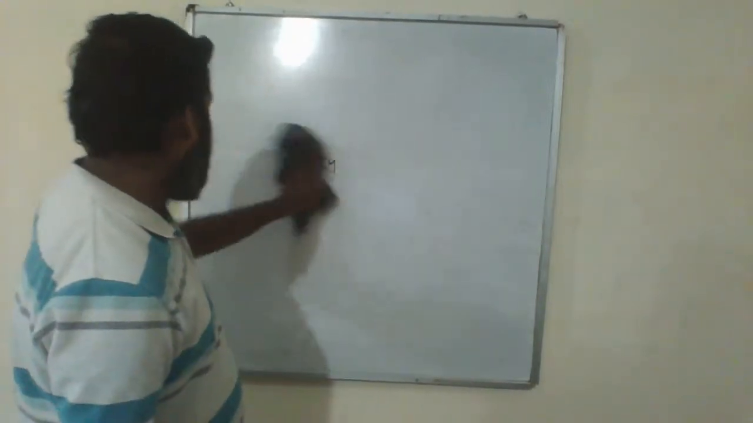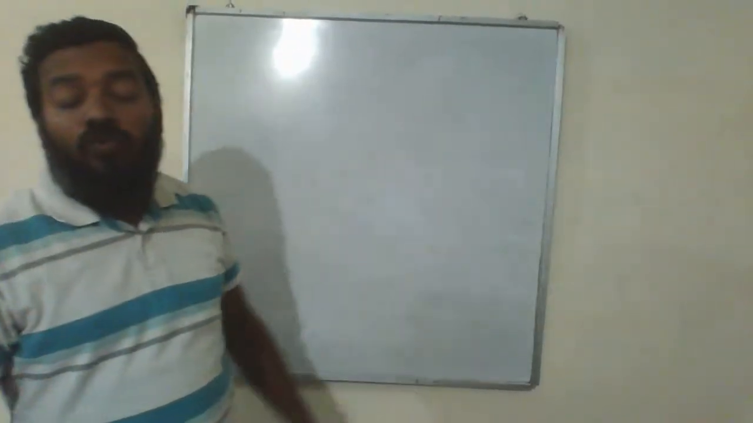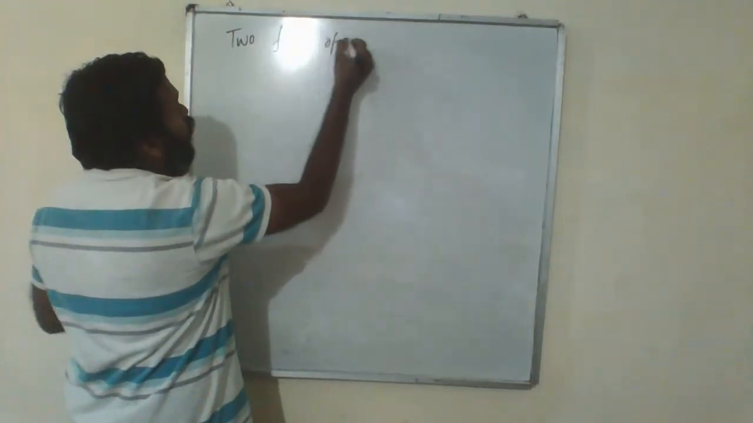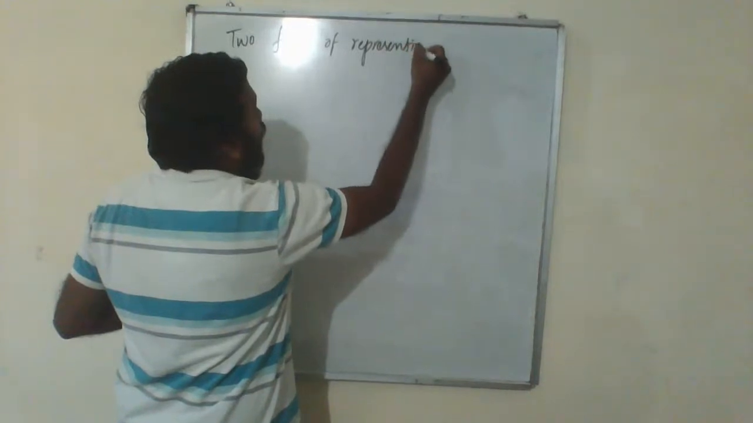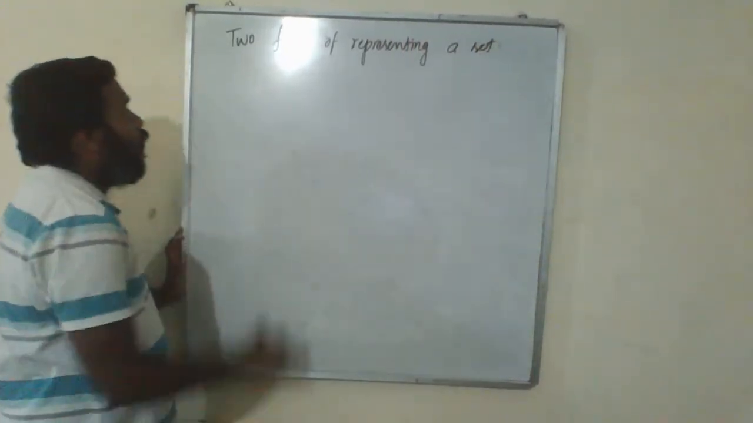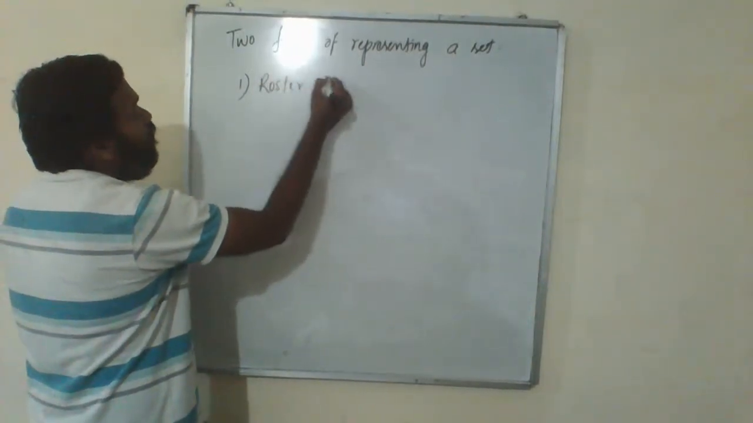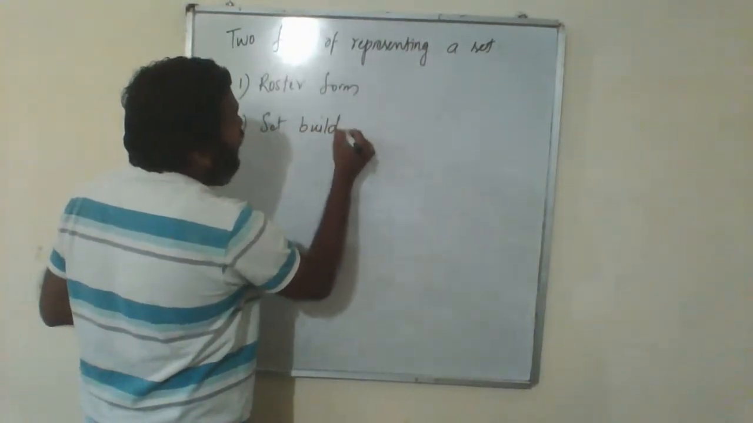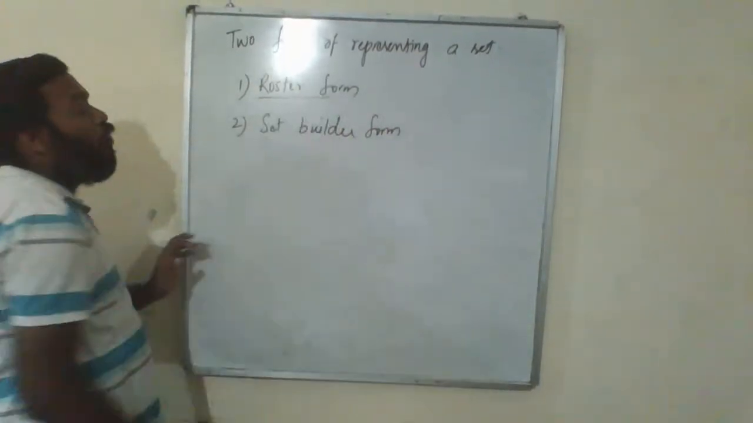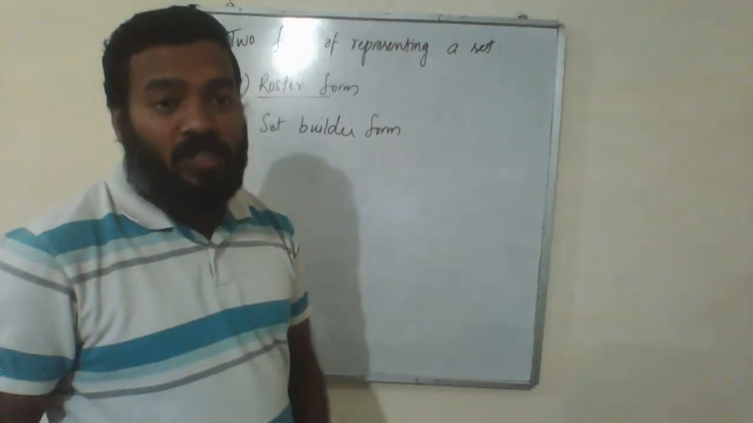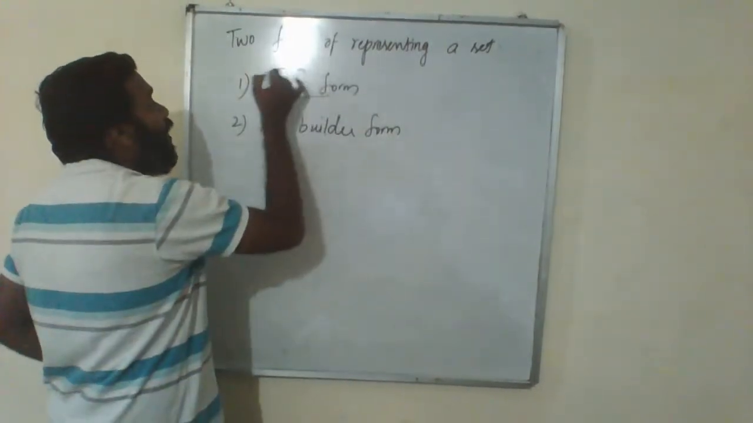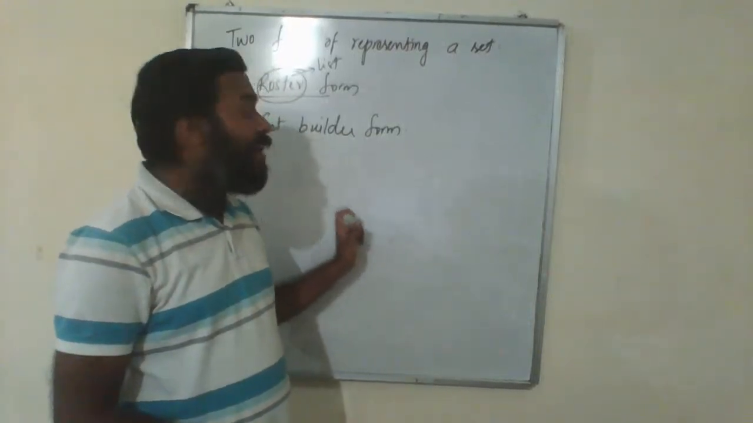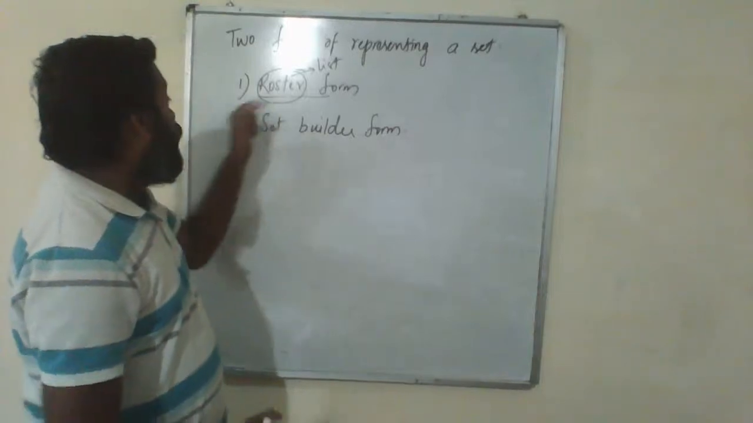Let us see two forms of representing a set. One is roster form. The second one is set builder form. Roster form and set builder form. Let us see what is a roster. A roster is nothing but a list. That means if you are writing every element of the set, then that form of representing the set is known as roster form of the set.